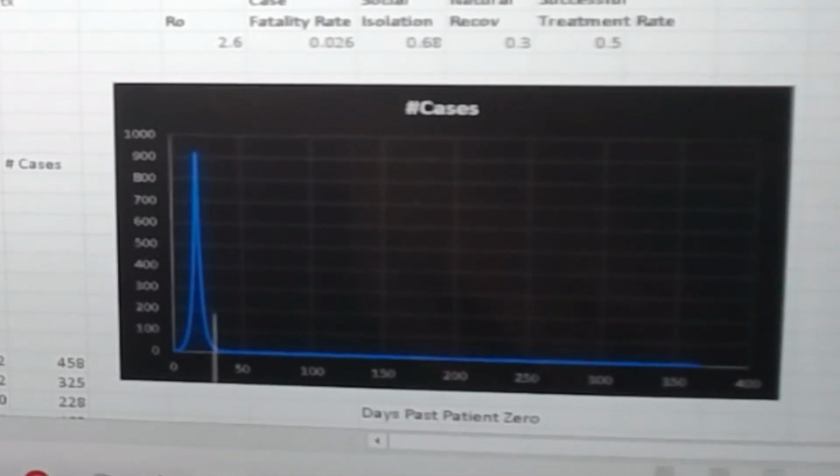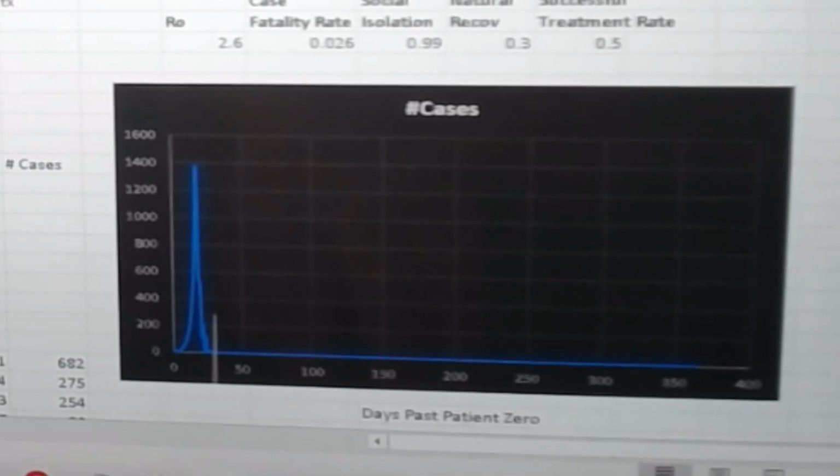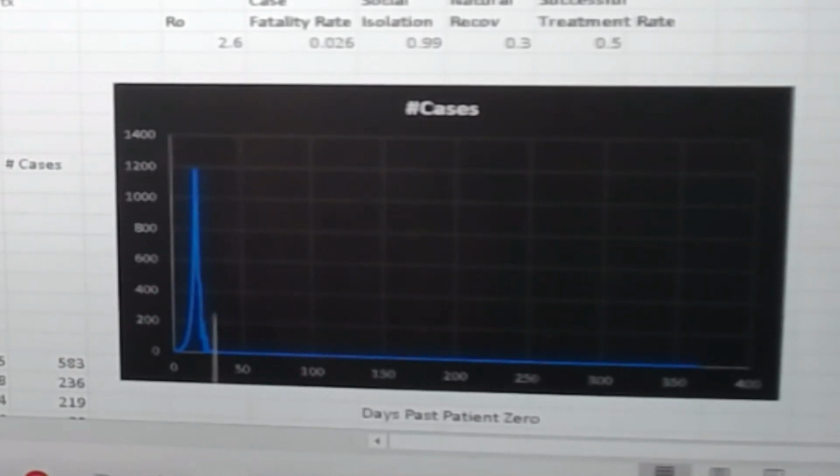Let's say we were really draconian. We had 90% social isolation and 50% effective treatment. So in China, they basically have 99% social isolation with no treatment going on. So let's put treatment at 0. Sorry, I just mislabeled something. Let's change that to 0. It looks like they may be able to get this under control with very high social isolation, but it's going to be a struggle. You see the oscillations there?